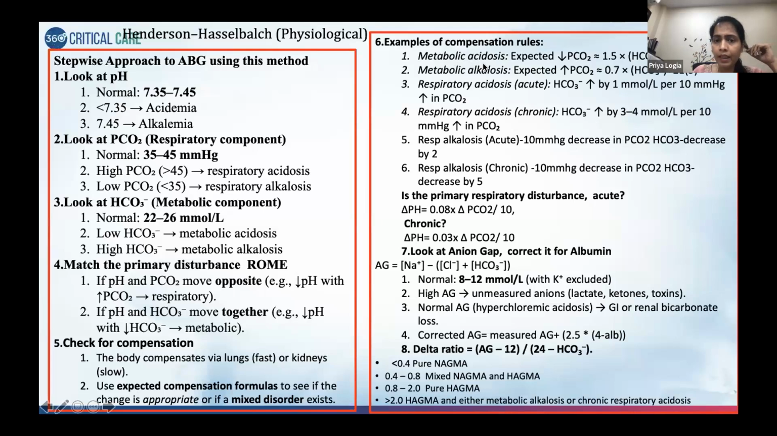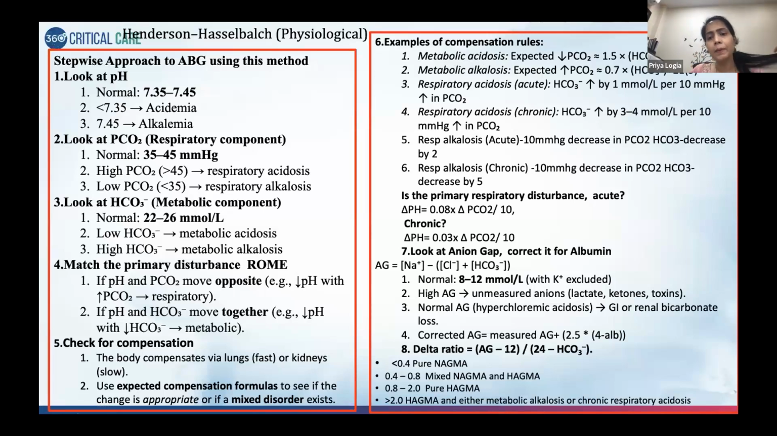So the next step would be looking at the compensation rules or the formulas. If it's a metabolic acidosis, you have Winter's formula, which is 1.5 times the bicarbonate plus 8, plus or minus 2. For metabolic alkalosis, you have this formula: expected PCO2 is equal to 0.7 times bicarbonate plus 21, plus or minus 5.